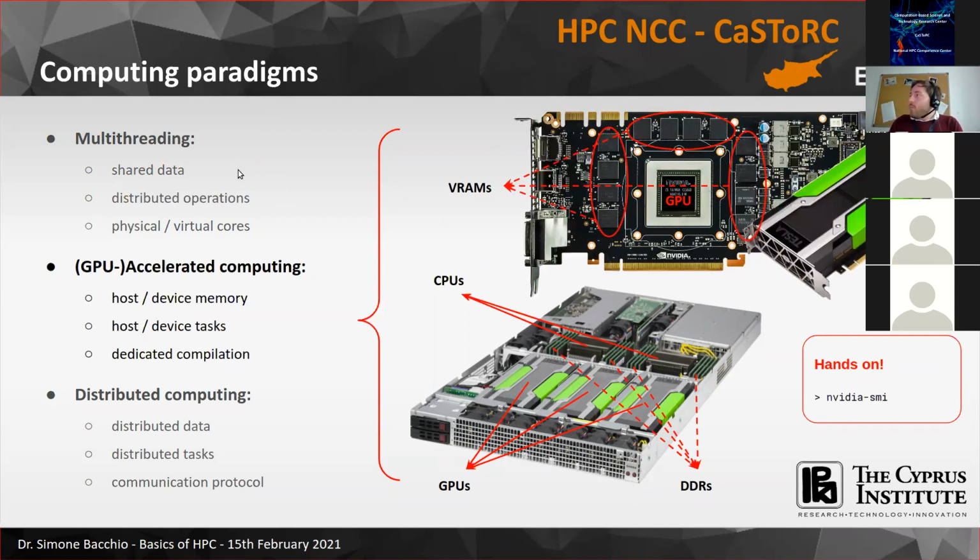Another computational paradigm is GPU accelerated computing. This again I mentioned quite a lot in this morning's talk. In this case, we have a device or multiple of them that have a dedicated memory, and they have a dedicated microchip that in this case is named GPU and not CPU. So it has different characteristics than the CPU, like we saw this morning.